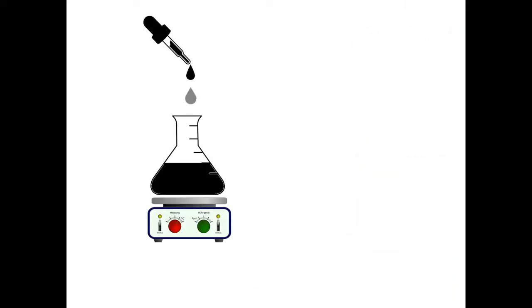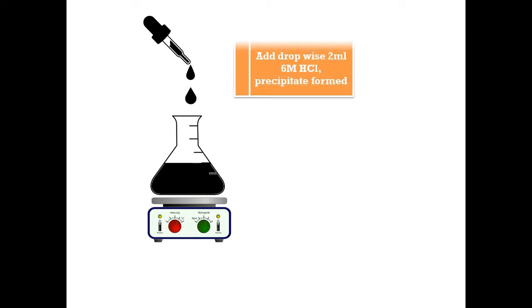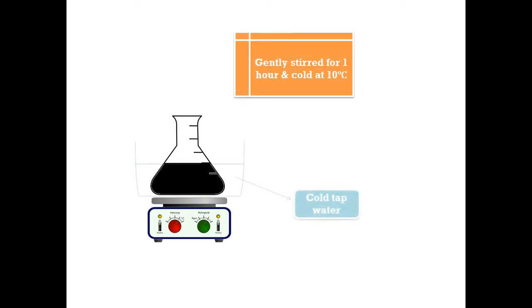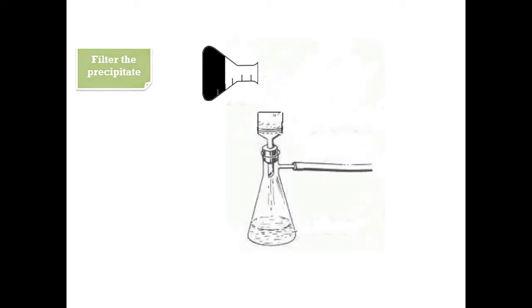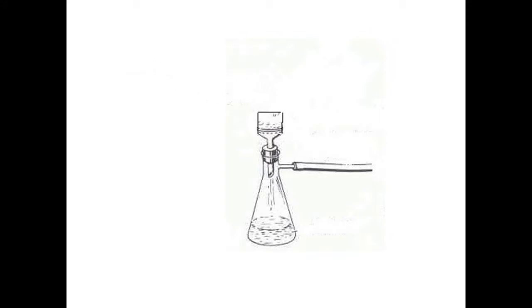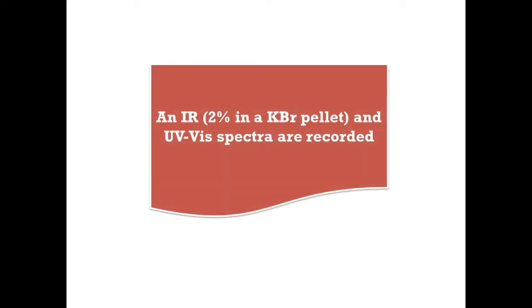Add dropwise 2 ml 6 molar HCl to the solution until precipitate forms. Gently stir the precipitate for an hour while cooling at 10 degrees Celsius with cold tap water. Separate the crystals using vacuum filtration and wash with 5 ml cold water and 95% ethanol. Record IR and UV-Vis spectra.